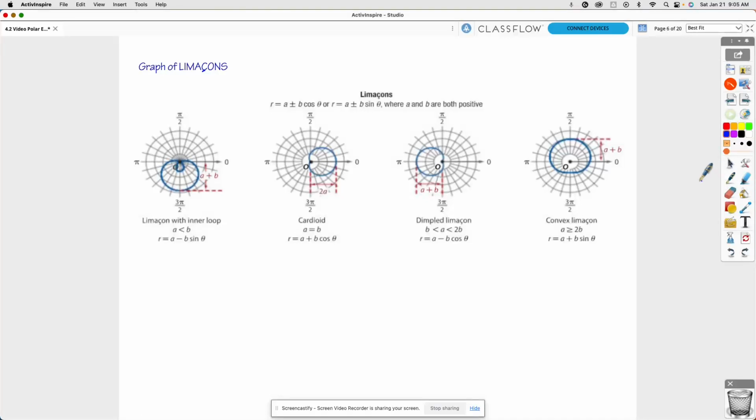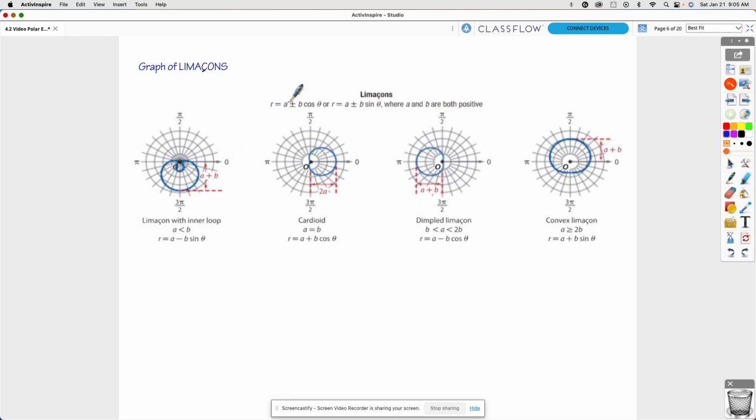This next video talks about graphing limaçons. The limaçon has the equation r equals a plus or minus b cosine theta, or r equals a plus or minus b sine theta, where a and b are both positive. Again, we have four scenarios here.